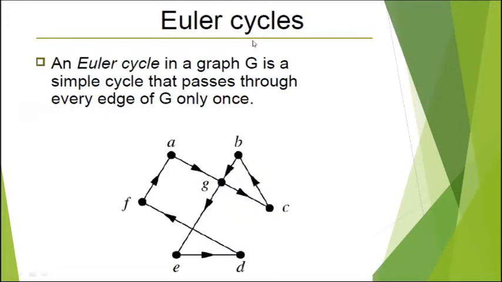Next, we have your Euler cycles. A Euler cycle in a graph G is a simple cycle that passes through every edge of the graph only once. Okay? So we're going to look at our figure. If we start at letter D, it will pass each edge only once: 1, 2, 3, 4, 5, 6. That is the cycle. So it will pass once only. That is what we call the Euler cycle.